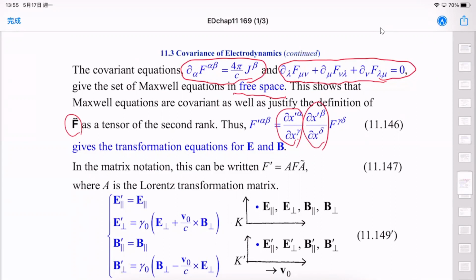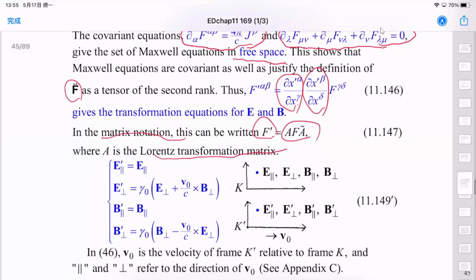Give the transformation equation for E and B. Okay, that's very convenient. In the matrix representation, this can be written in this form. A is the Lorentz transformation matrix. You can write it into this form. The parallel components of the E field and B field do not change.